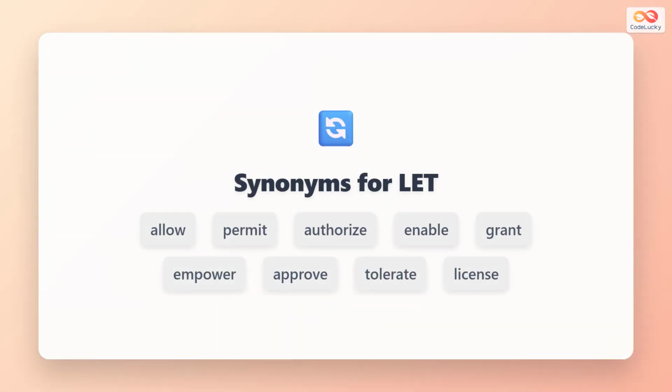Let has many synonyms but different formality. Allow, permit, authorize, enable all mean similar to let, but allow needs to infinitive. Let is most casual and common in everyday speech.